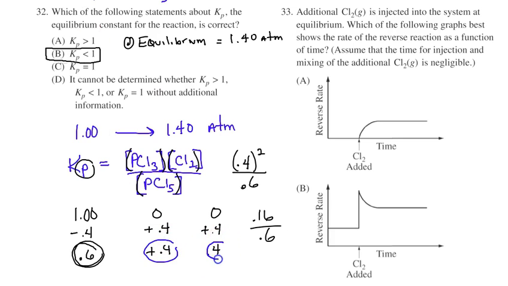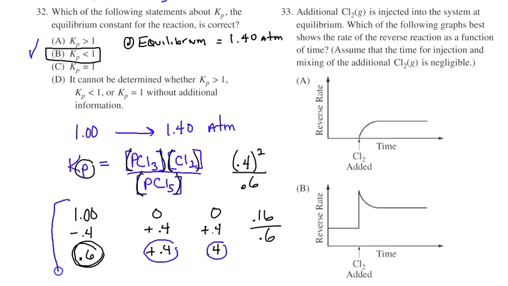But it's not always as clear. Sometimes working out the numbers can clarify that. So B is the best answer. Reactants are still favored if we went to 1.4 because this number would be a 0.6. And some people can see that right away. I can't. Sometimes I have to just work out the math a little bit to make sense of this.